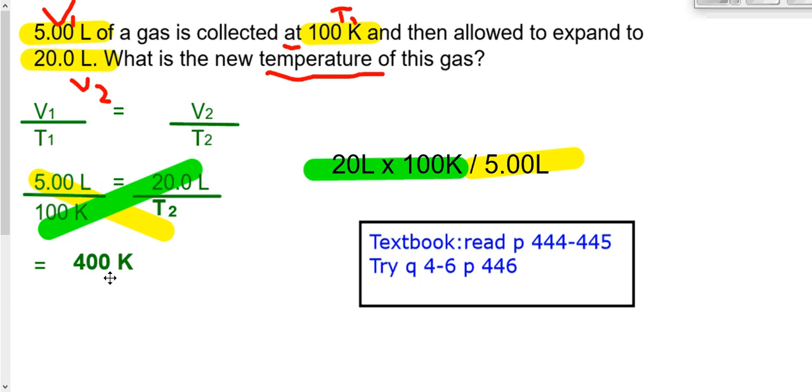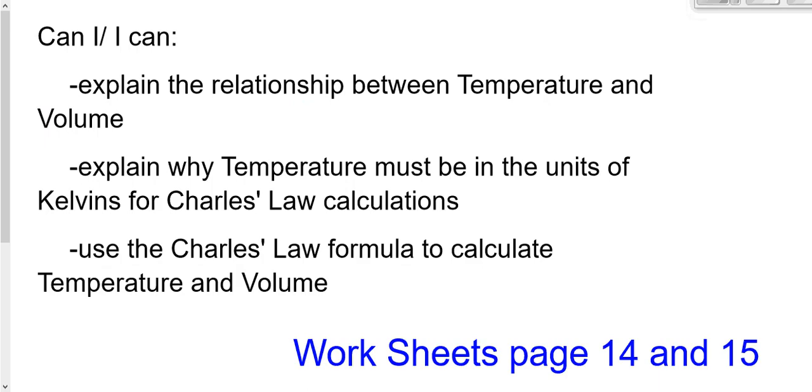Okay, guys, your textbook has a couple of trial problems that you can do on page 446 and some more explanation about Charles on page 444 and 445. What I'm hoping you've learned in this video is, can you explain the relationship between temperature and volume in terms of how the particles are moving? Can you tell me why I have to have temperature in kelvins in order for Charles's law to work? And can you use the Charles law formula to calculate problems involving temperature and volume?